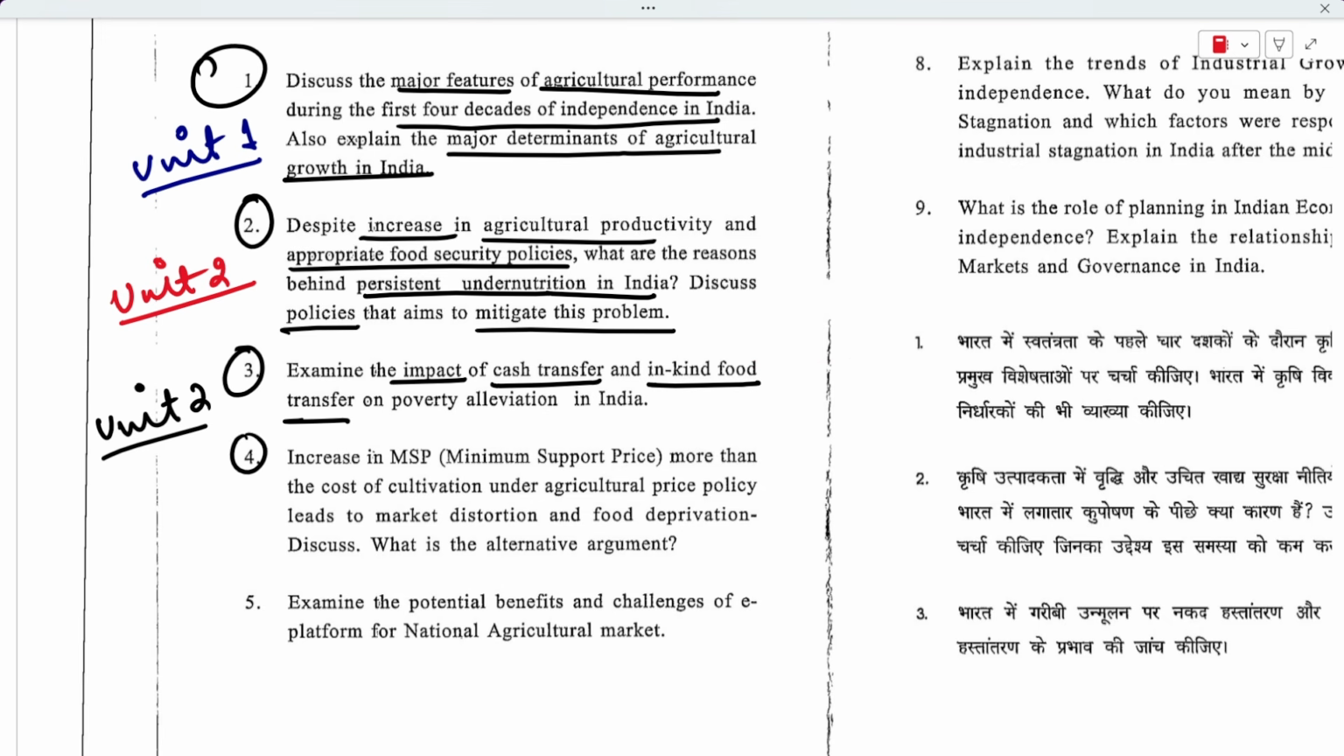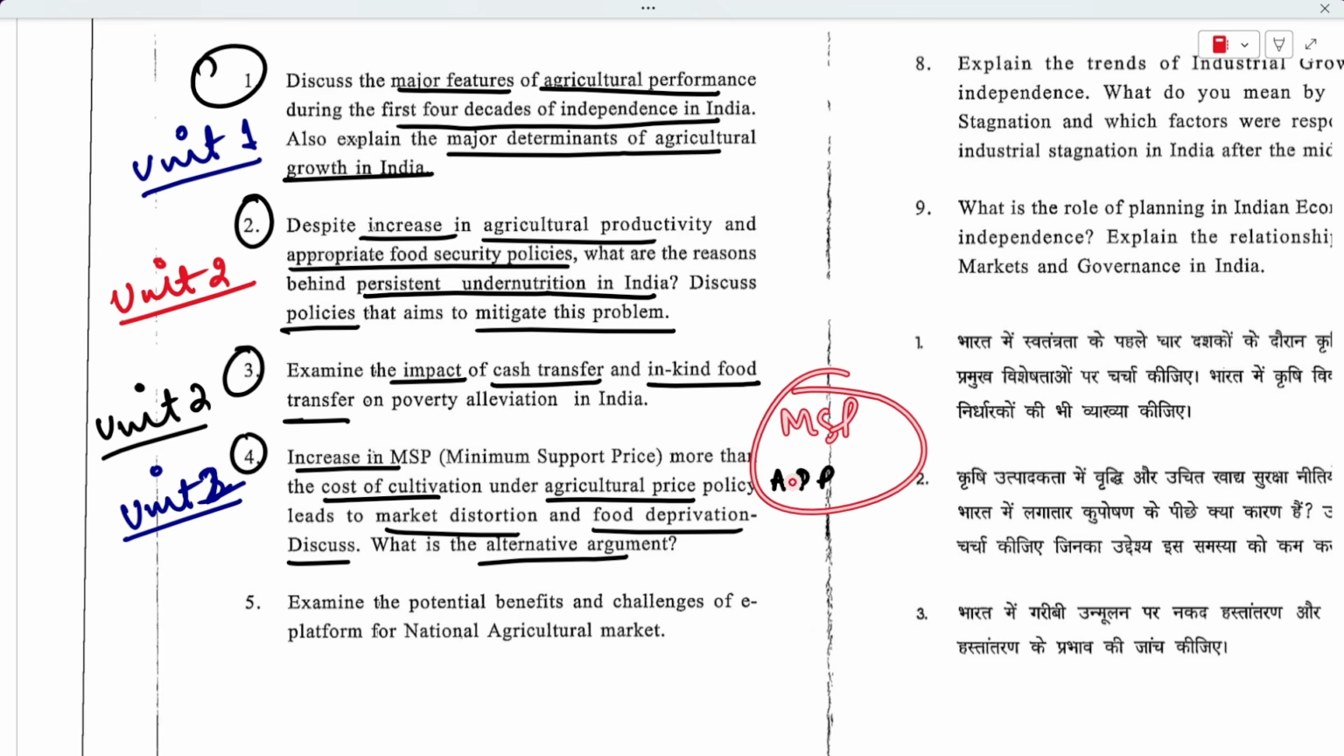Okay, coming to question number 4. Question number 4 is: increase in MSP, which is the minimum support price, more than the cost of cultivation under agricultural price policy, which is the APP, leads to market distortion and food deprivation. You have to discuss this. And they also ask what is the alternative argument. Okay, so this question came from unit 2 again, and this question needs you to discuss MSP and APP in detail, right?